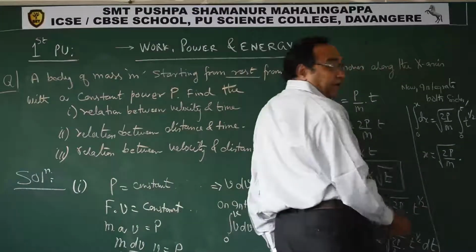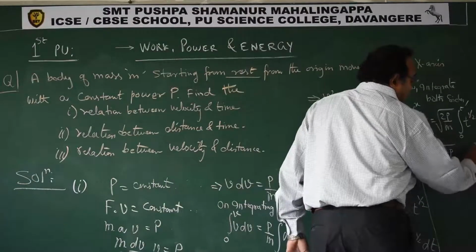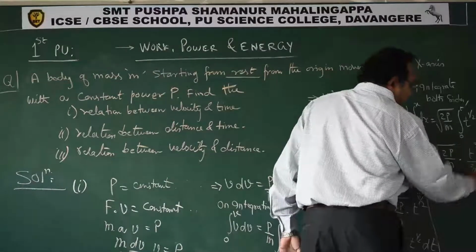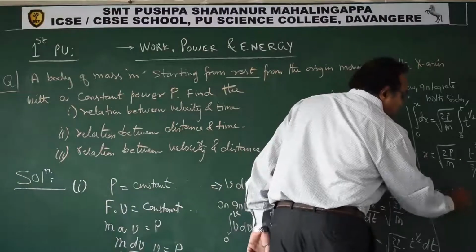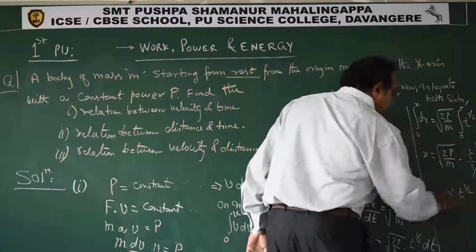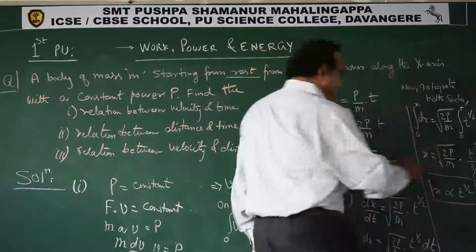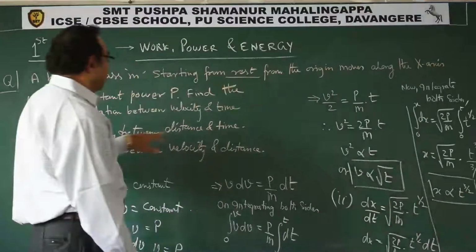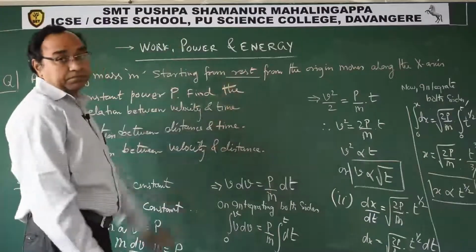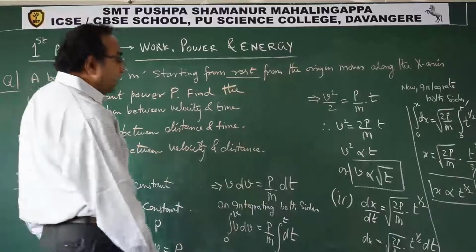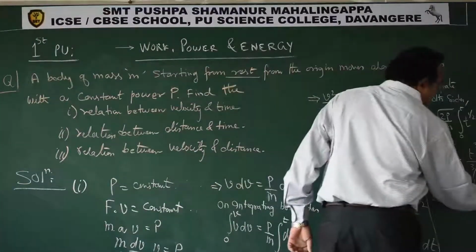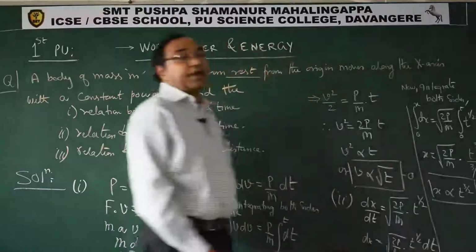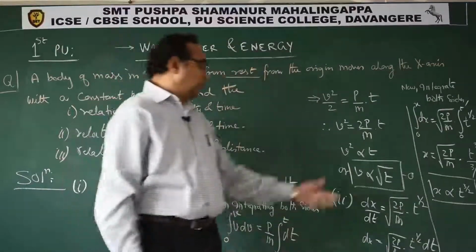This will be the integration of t power half. Half plus 1 is 3 by 2, divided by 3 by 2. So we can say x is proportional to t power 3 by 2. This is the relation between distance and time for the second case. Now correlate these two. Correlate the first equation and the second equation. Try to eliminate t. You will get it.